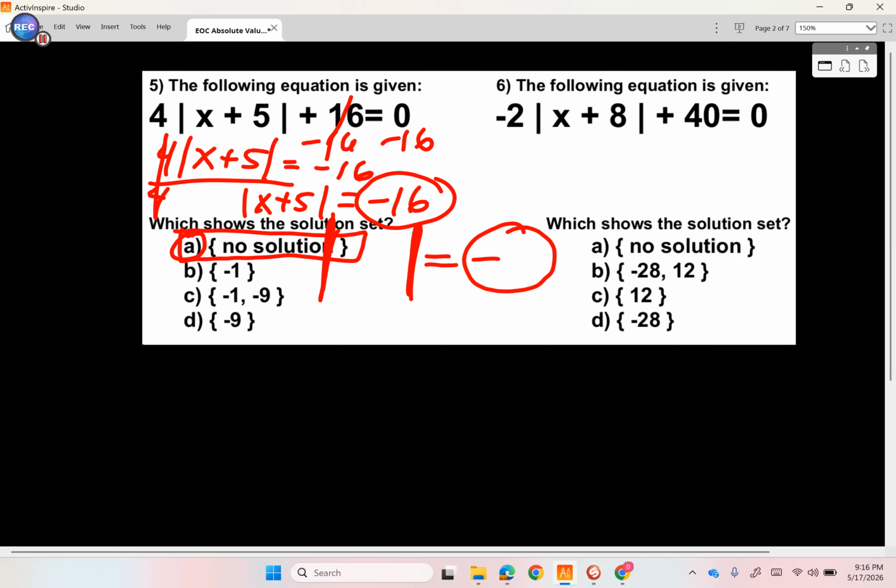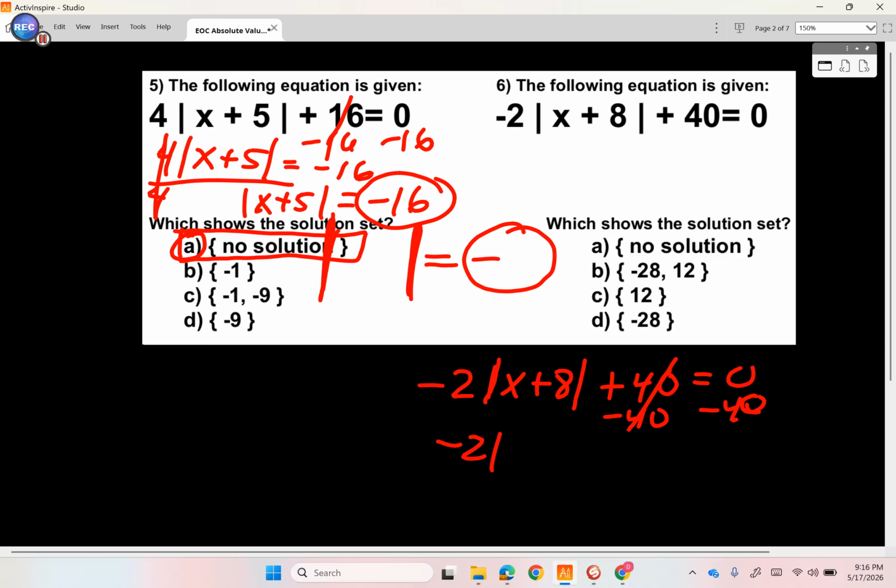It's no solution. Now on this side, you think it's going to be no solution when you subtract 40, but there's another step. You have to divide. A negative divided by a negative turns it back to a positive. So let's do that one down here since it may lead you to select no solution. So first we subtract 40 from both sides of the equal sign.